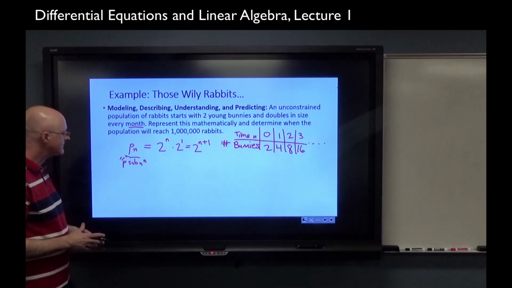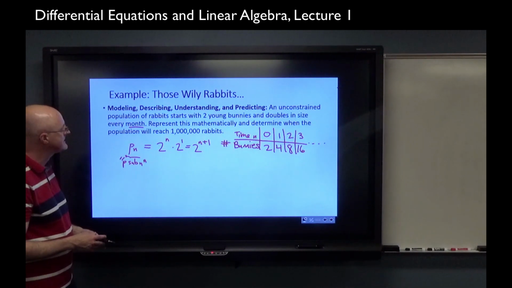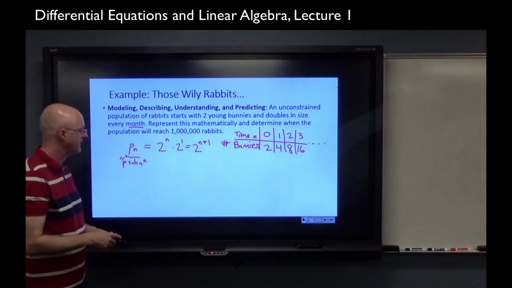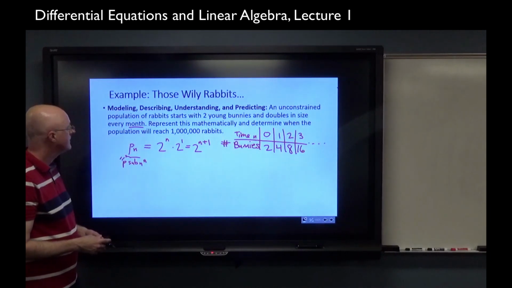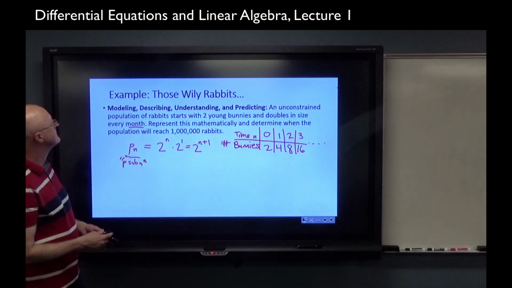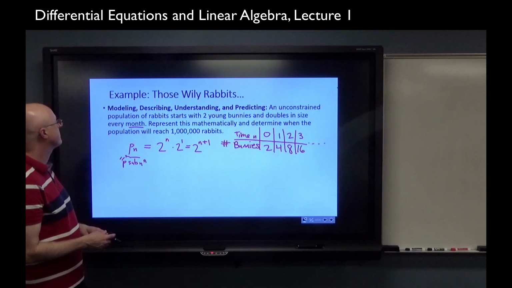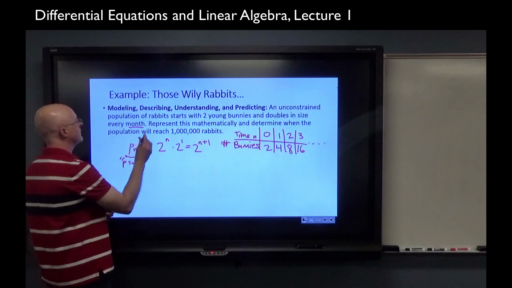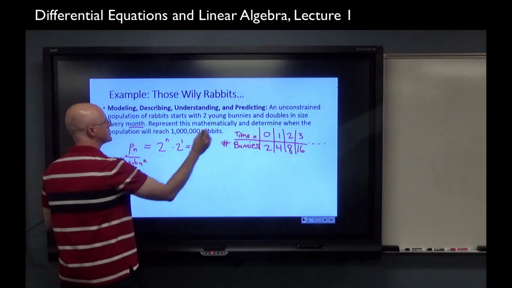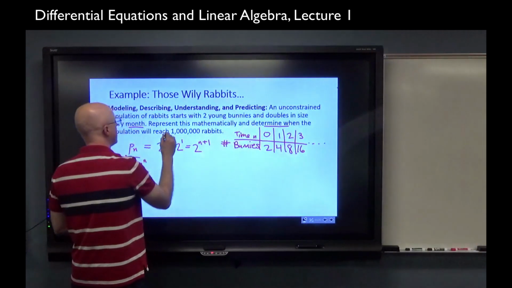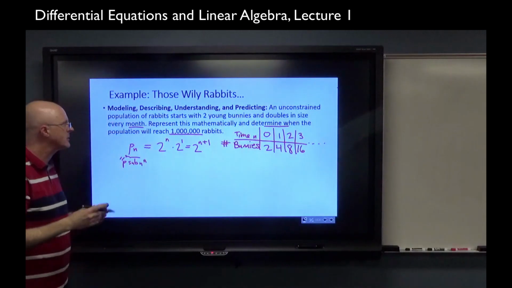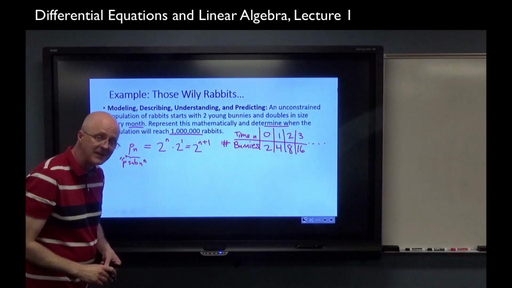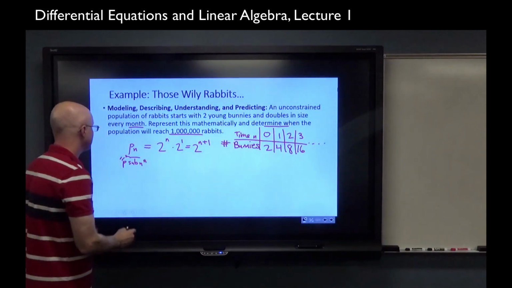Okay? So we have done the describing, mathematically at least. Is there other describing we could do? Yes, we could make a graph, and we'll see a graph here soon. Are we understanding it? Yeah, I mean, this is a pretty simple thing to understand. Can we use it to predict? That's what we want to do now. Represent it mathematically and determine when the population will reach 1 million rabbits. Now we're doing the predicting. Doesn't mean the predicting is accurate. It just means we're doing predicting.